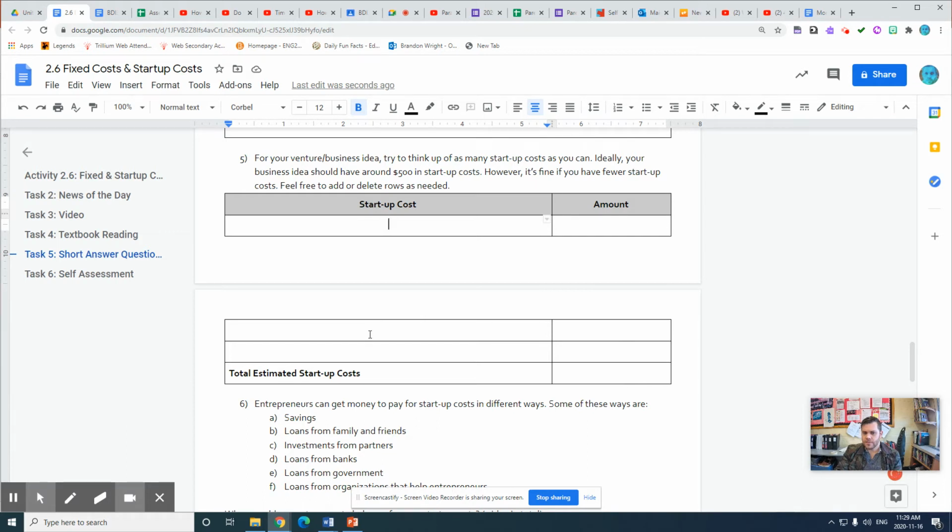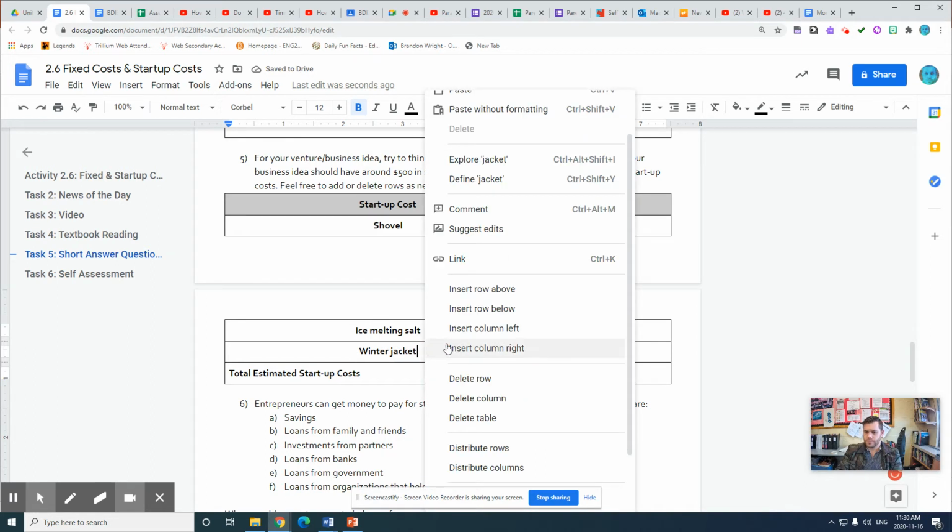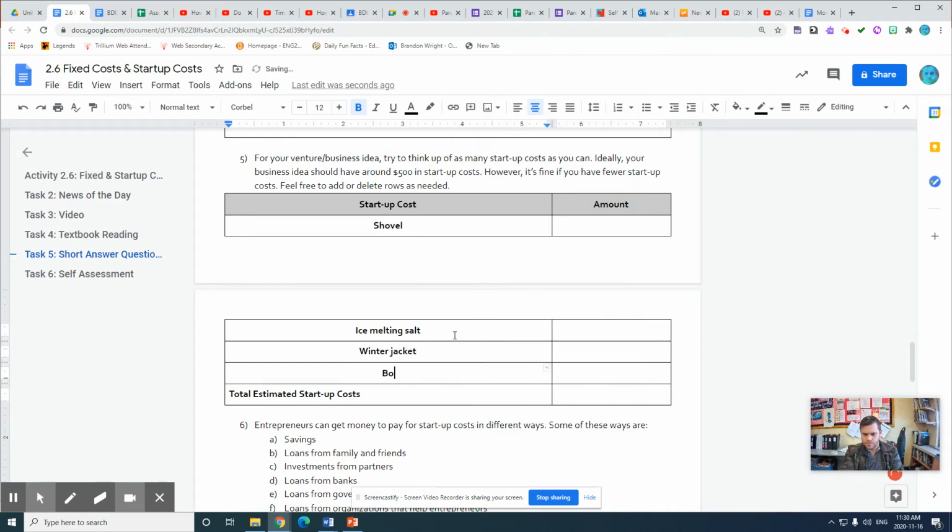So take snow shoveling as my business idea. I need a shovel, ice melter, salt, and maybe winter jacket. And let's see, boots.